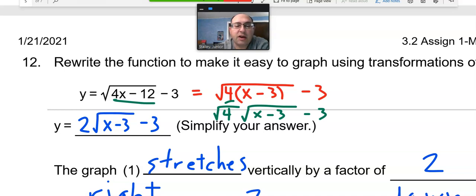Well, we also talked about how you could split radicals by multiplication only. And since 4 times x minus 3 are being multiplied, it's okay to split them. And then the square root of 4, it's just like simplifying a radical, pulling out a perfect square, seeing what's left over. Because the square root of 4 is 2. So we end up with 2, and x minus 3 on the inside of the radical. And of course, this minus 3 has been hanging on for dear life all along. So what's going on? You can see that we've got a vertical stretch by 2, we moved to the right 3, and we moved down 3.